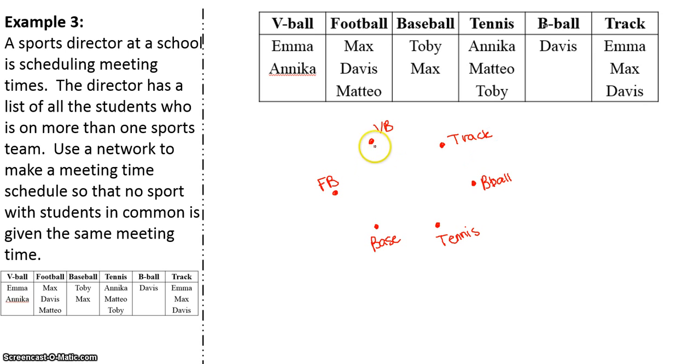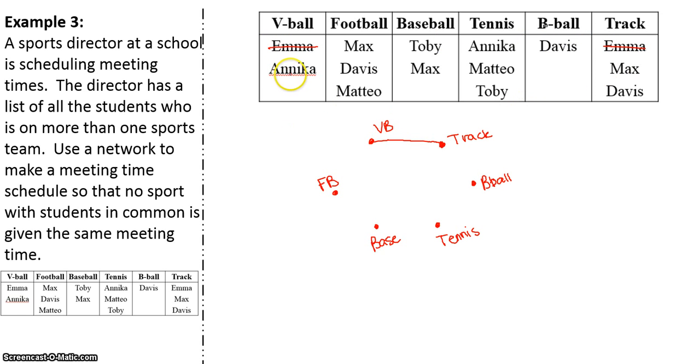Now the key is we only connect the nodes together where they have students in common. So I'm just going to go systematically through my list here. My first name here is Emma, and if I look through, Emma's also in track. So she's in volleyball and track. So we're going to connect volleyball with track because they have Emma in common. So I just draw an edge between the two of them. And then just so I know I've done Emma, I'm going to cross those off, okay?